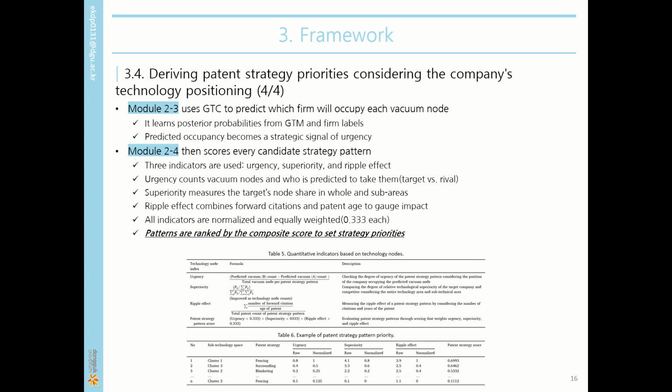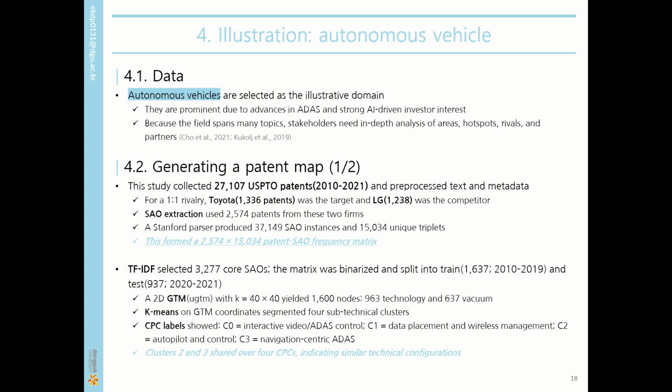In Module 2-4, this study scores and ranks candidate strategic patterns with three indicators: urgency, superiority, and ripple effect. All indicators are normalized and equally weighted to compute a composite score. Patterns are then ranked by the score to set clear, data-driven strategic priorities. Next chapter is illustrations.